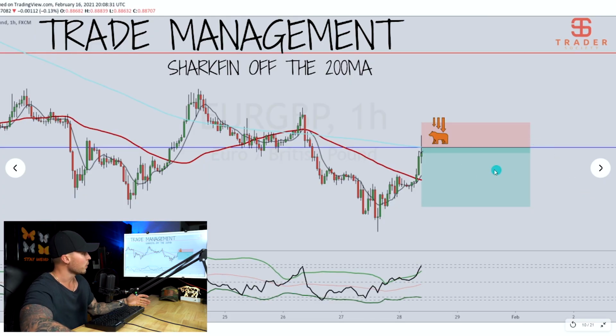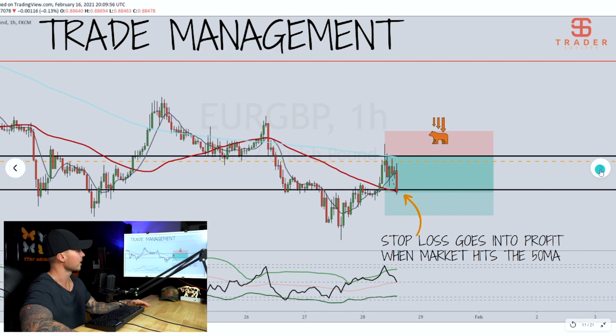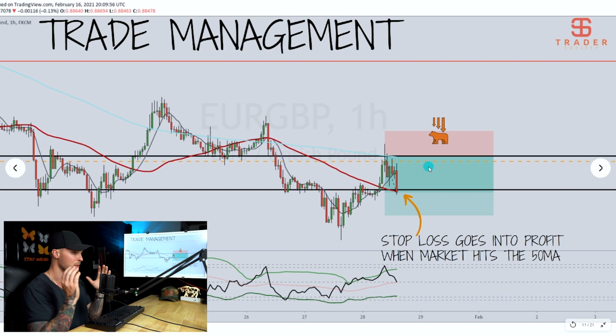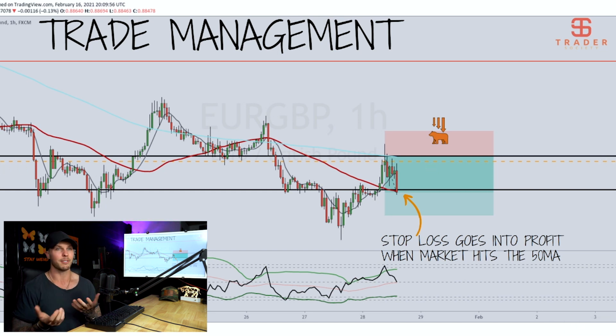Right here, the 50 moving average, oftentimes it will reverse off that level. Now we have this Sharkfin off of the 200 moving average, also a trend line right here, a pretty easy trade. We got the trend line, the 200 moving average, wicking off the 200 moving average. So we're obviously going to short this trade right here. Now, I know we're making a lower low, but when it hits this level, because we have this area of structure in here and the 50 moving average, I'm going to put my stop loss in profit, as you can see right here. As it hits that level, my stop loss is now in profit. I am protecting my trade in case it reverses off that 50 moving average.